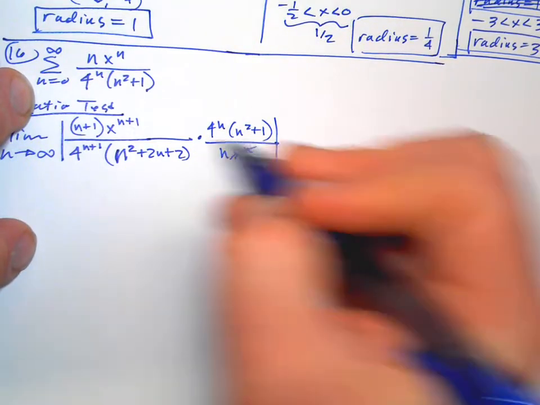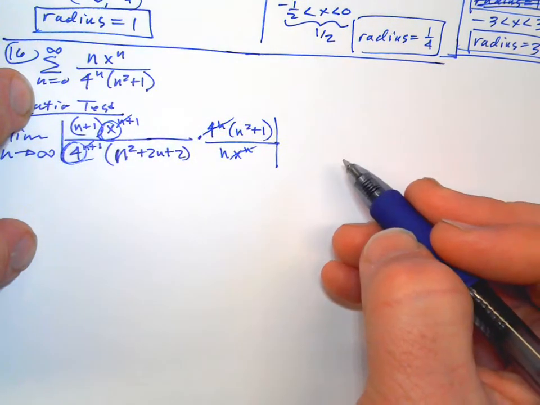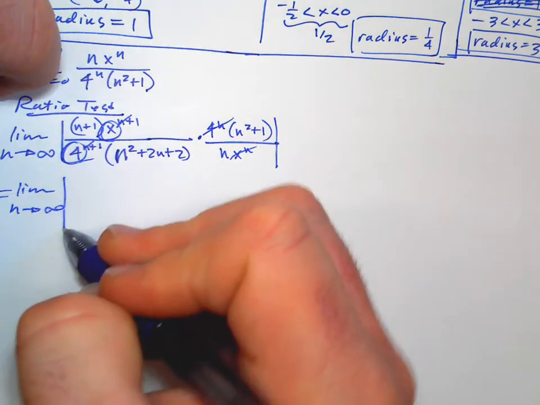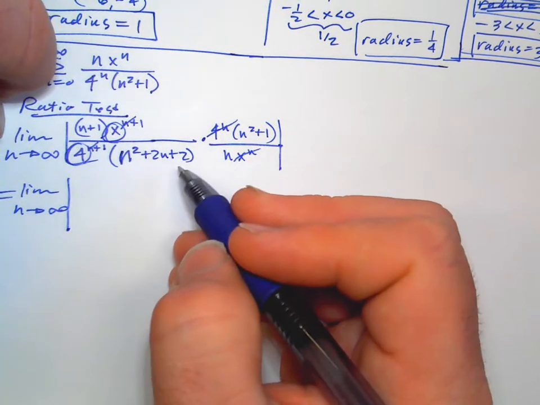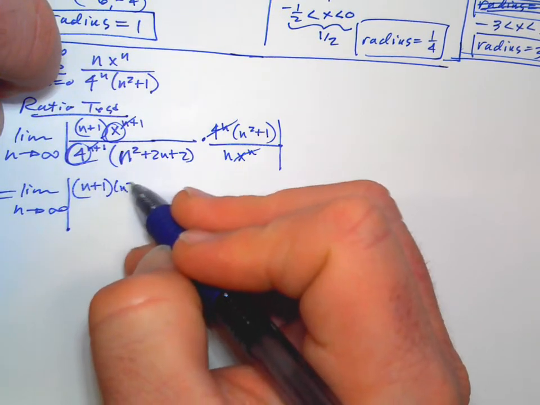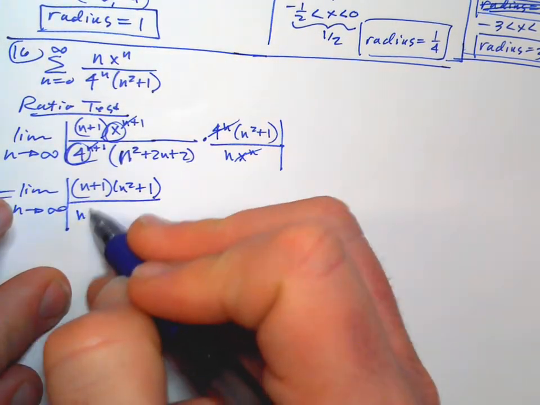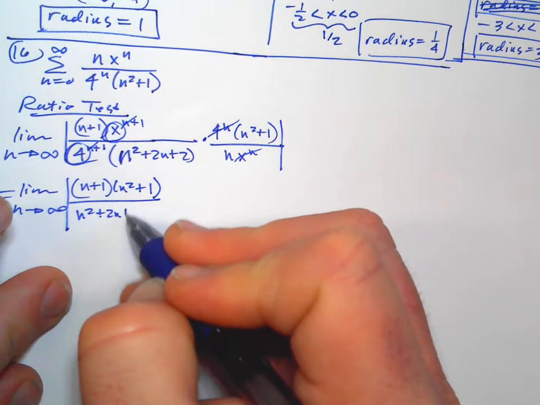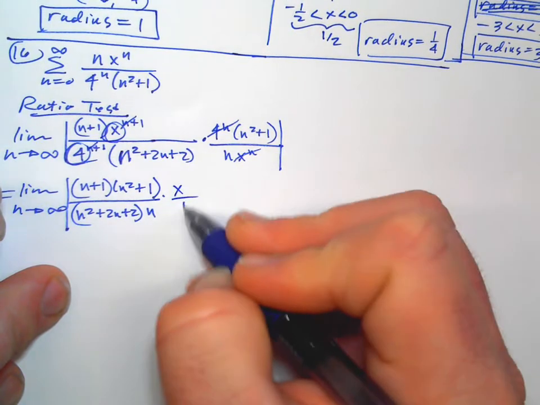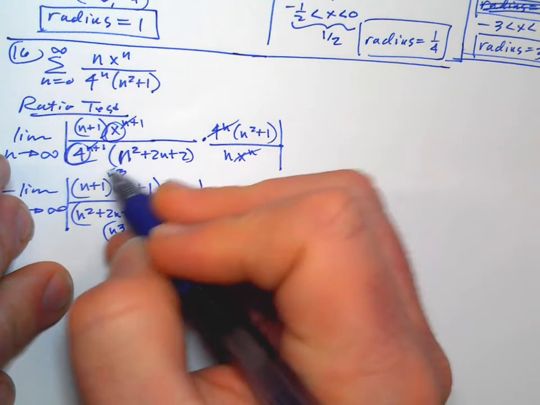We can clean this up quite a bit. There's an x. There's a 4. So we rewrite this. Now we have this n plus 1 and n squared plus 1 over n squared plus 2n plus 2 times n times x over 4. Now, the biggest term, the dominant term, is going to be n cubed. That's going to go to 1.